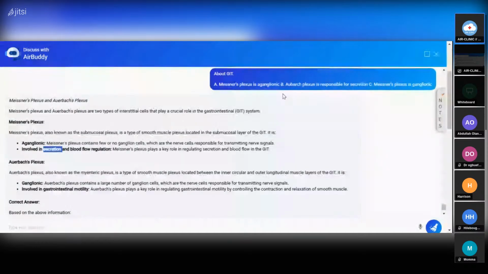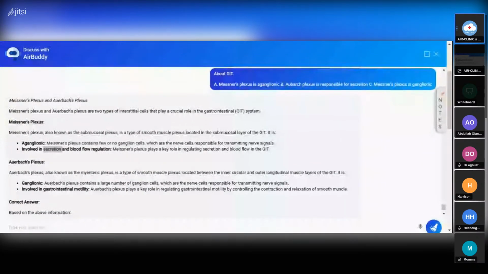Here the question turns it upside down and says that Meissner's plexus is aganglionic, Auerbach's plexus is responsible for secretion, which is not true. Auerbach's plexus, also known as the myenteric plexus, is responsible for contraction of the smooth muscles. So that's something to take note of.